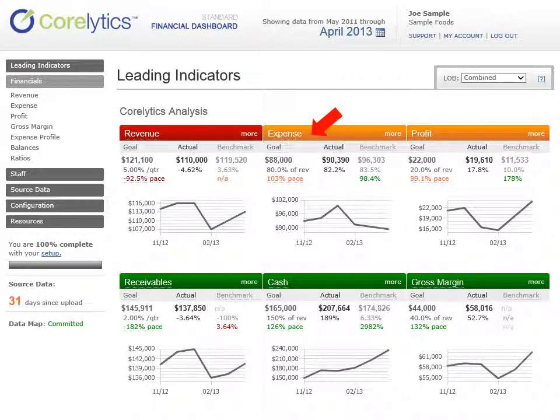Let's go back to leading indicators and take a look at expenses. Here we see expenses in yellow, which tells us we're close, but we're not quite at goal. In fact, we'll see that our goal was 80% of revenue. And in actuality, in the past 6 months, we have averaged 82.2%. We're close, but that's still not quite good enough. So now what we need to do is go take a look at what is causing this difference. And let's drill in and take a look at that picture.